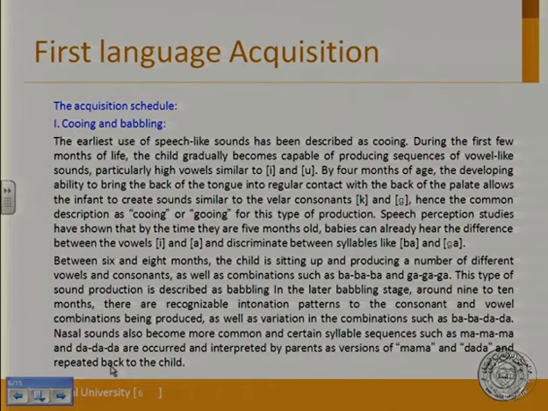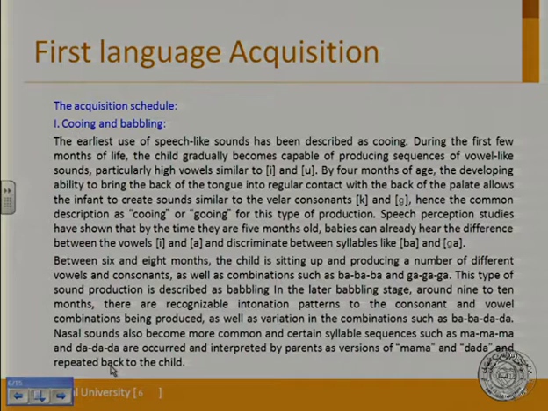Now, speech perception studies have shown that by the time they are 5 months old, babies can already hear the difference between vowels and discriminate between syllables like b, g, t, and so on. Between 6 and 8 months, the child is sitting up and producing a number of different vowels and consonants, as well as combinations such as b, b, b, t, t, t, g, g, g, and combinations of consonants. This type of sound production is described as bubbling.